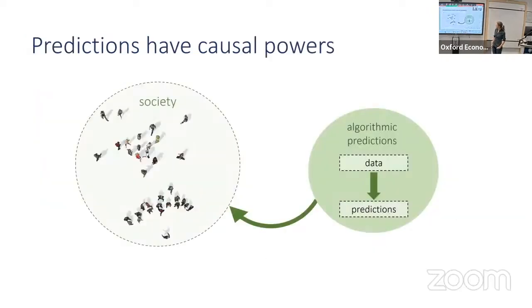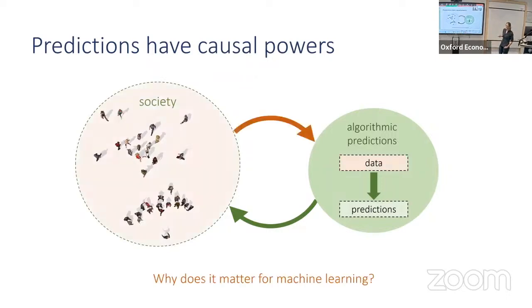Now coming back to machine learning. So why does this matter for machine learning? Because the data that we train on reflects society. So we make predictions and then we have predictions impact people, impact data. So there is a feedback loop.